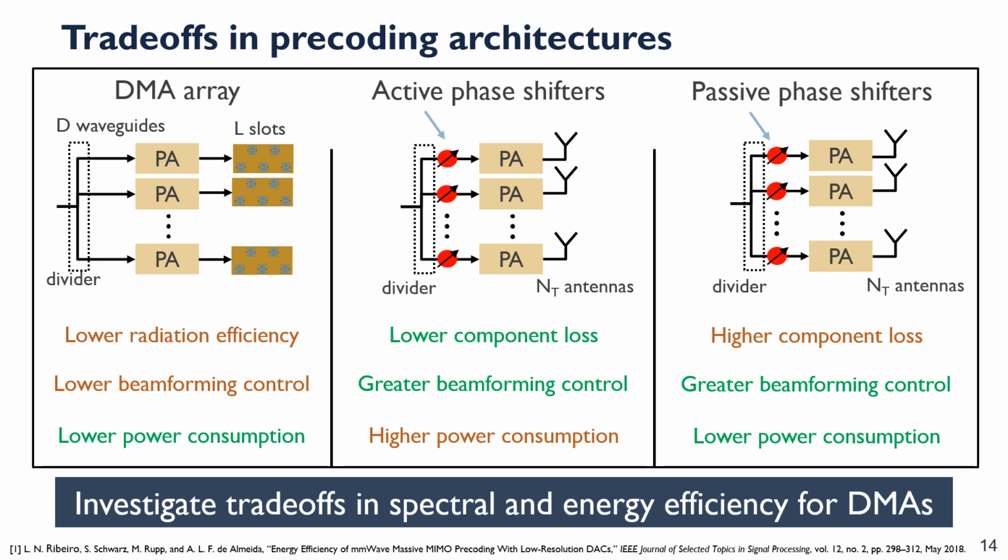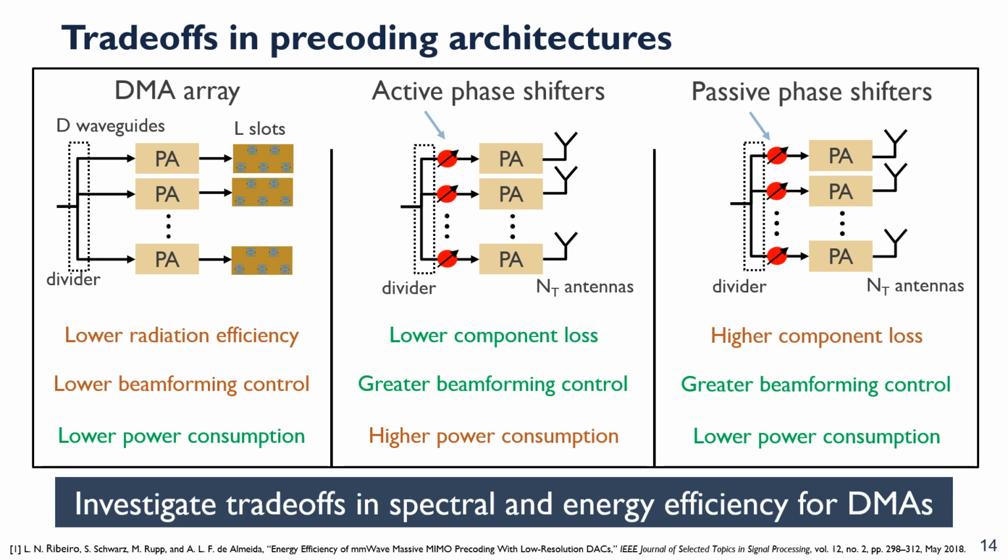So for the phased array architectures, we are taking into consideration both active and passive phase shifters. For the active phase shifters, we can actually add gain into our input power, and so we are expecting lower component loss and greater beamforming control because we're using phase shifters. However, active implies power consumption. We need to consume power to control those different phase shifters, and so we're expecting to see higher power consumption in this case for the active phased array.